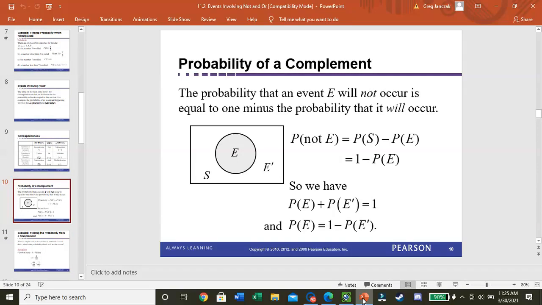Okay, so in complement, we have not is the probability of S, which is the universal set, minus the event is our complement. So whatever's in, if we looked at our universal set and we looked at our event, the complement would be what is not inside the circle. So if we took the complement and the event, that adds up to 1.